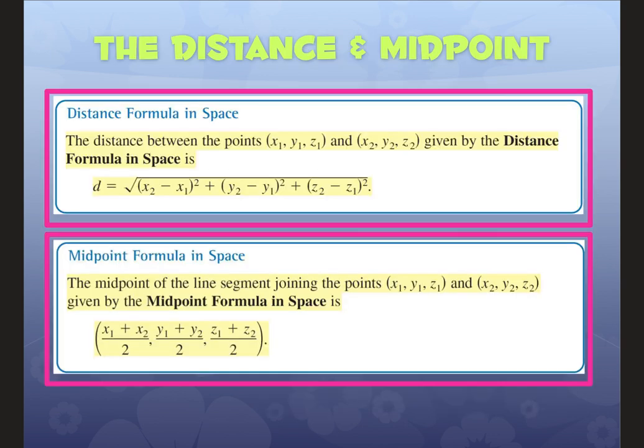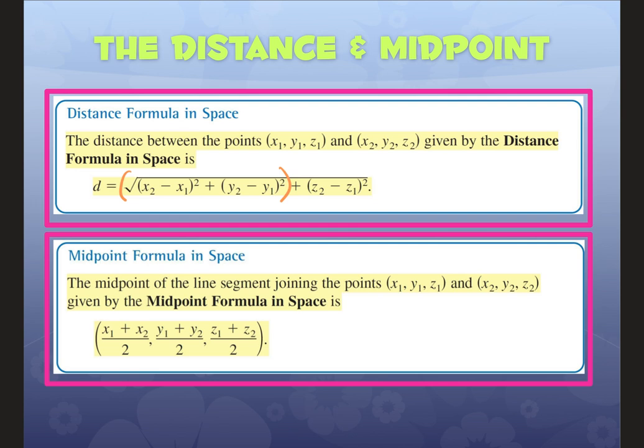All right, so now 2 formulas that we already know, but we're going to alter to include a third coordinate point. The distance formula, which typically is just the x and the y, we are now going to add the z to. So it's the square root of x2 minus x1 squared plus y2 minus y1 squared plus z2 minus z1 squared.